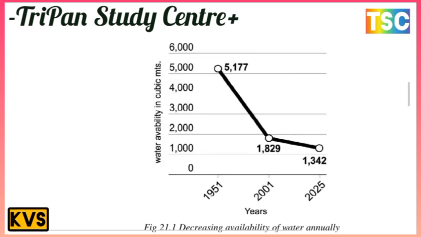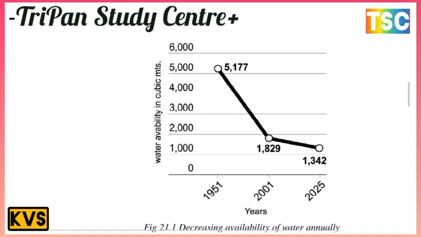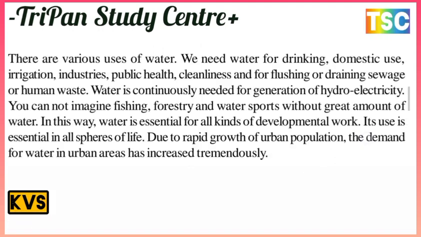The important graph here shows the decreasing availability of water annually. The graph starts at 5,000, with water availability in cubic meters. In 1951 it is 5,000, but in 2001 it is only 1,829, and in 2025 it is 1,342. This is the most important decrease in availability of water annually.